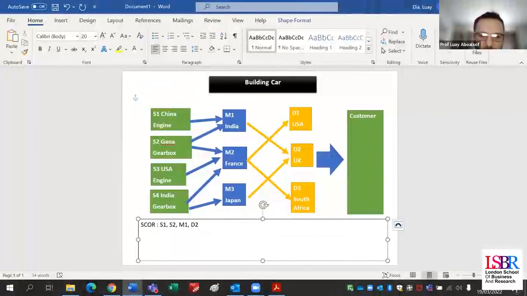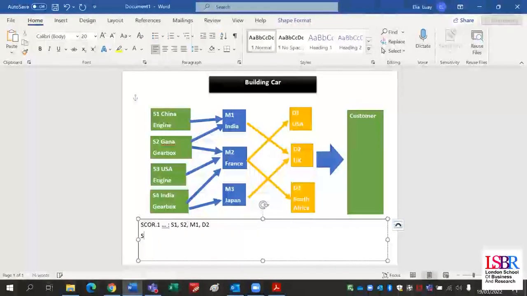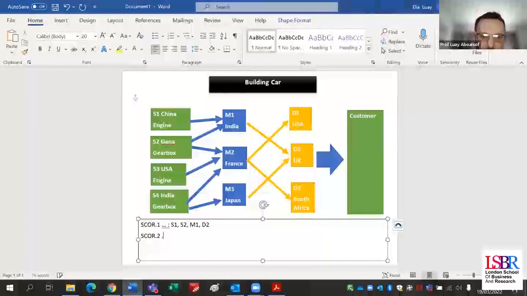Are you with me, everyone? You just follow the sources to the make. Okay? SCOR number two. This one, I have S2 going to M2. M2 is going to both D1 and D3.